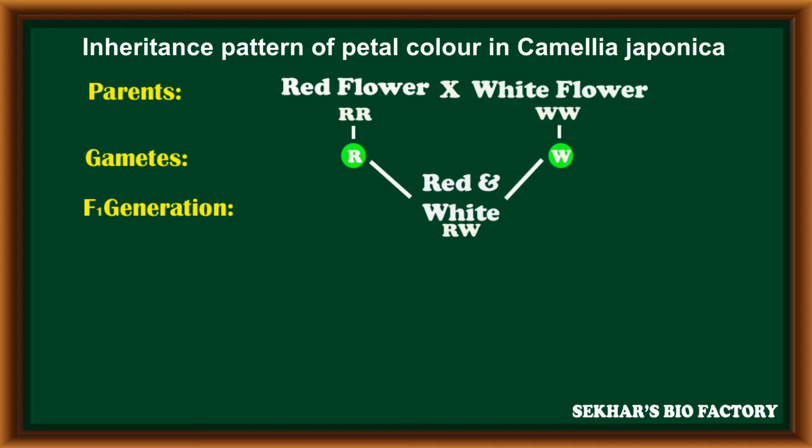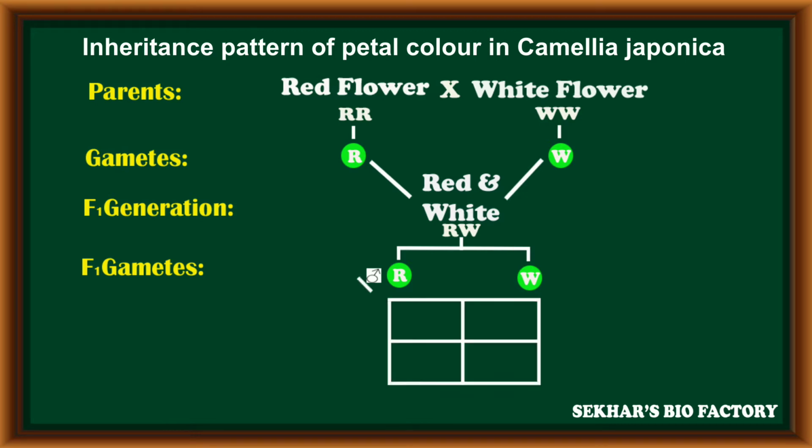In F1 generation, the plant contains flowers with red and white color patches alternatively, having a genotype capital R, capital W. Again, by conducting a cross between two F1 hybrids, or between two plants with red-white petals, it can produce two types of gametes. Of these, 50% of gametes have capital R allele, 50% have capital W allele. By conducting a cross between two F1 hybrids, F2 generation is formed with different combinations.